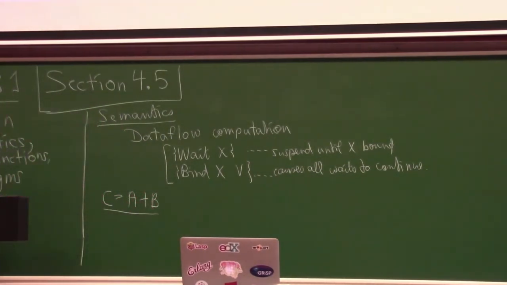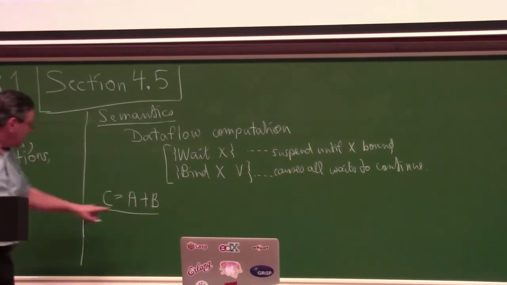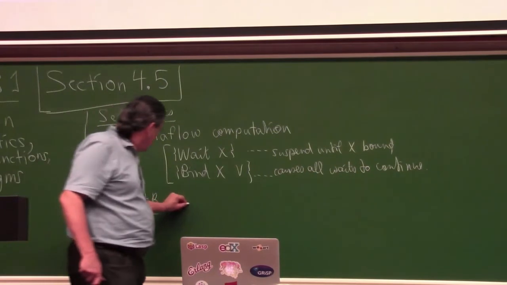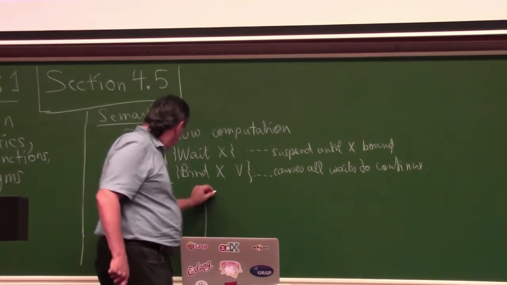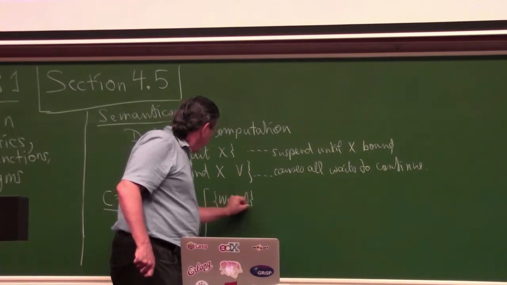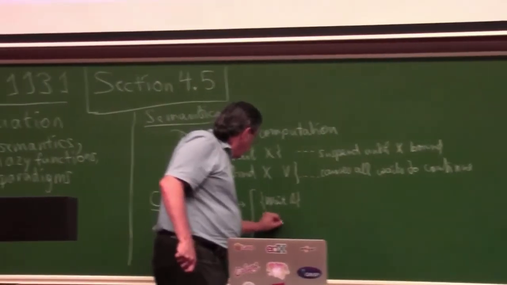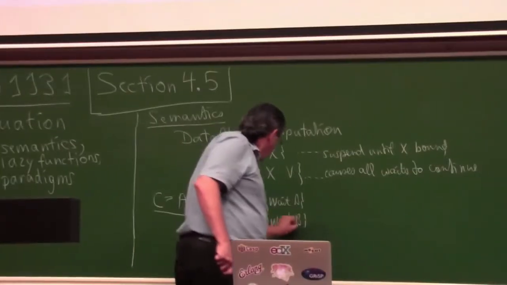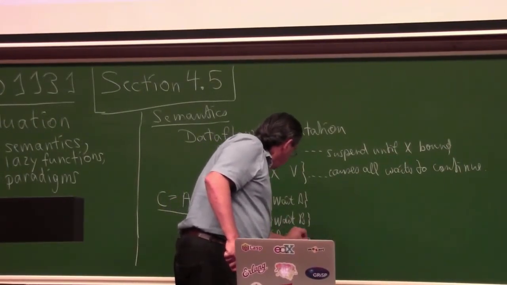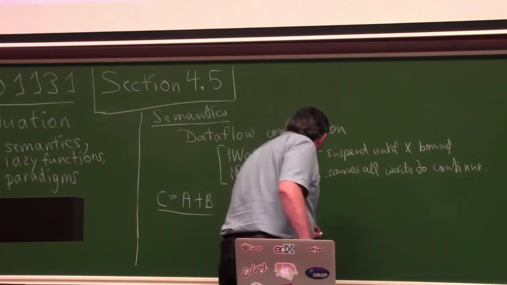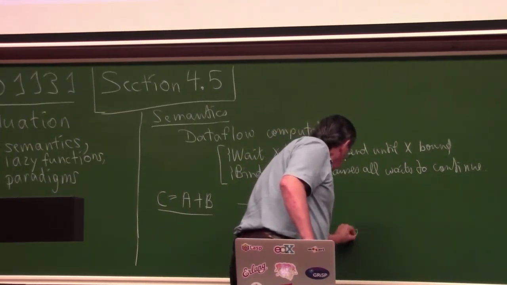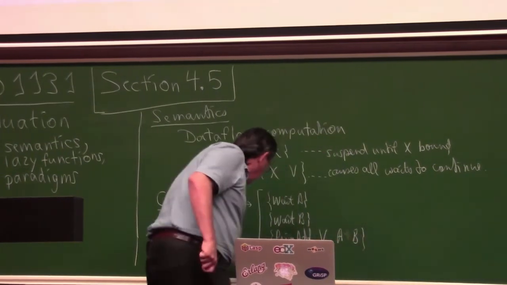Okay? Well, the semantics of this plus will do a wait. So this is compiled as follows. It will do wait A, wait B, and then a primitive add operation, which, for example, does V is equal to A plus B, and then a bind.